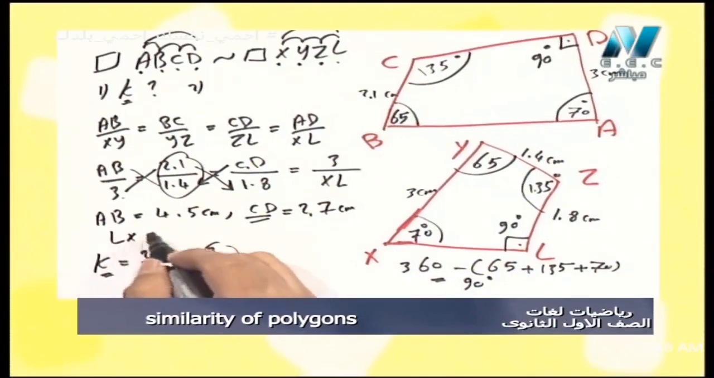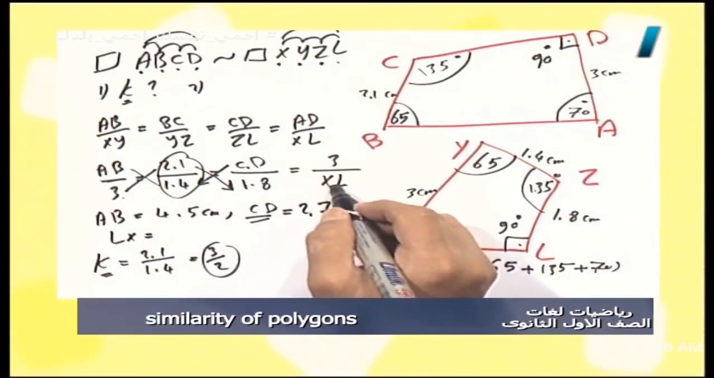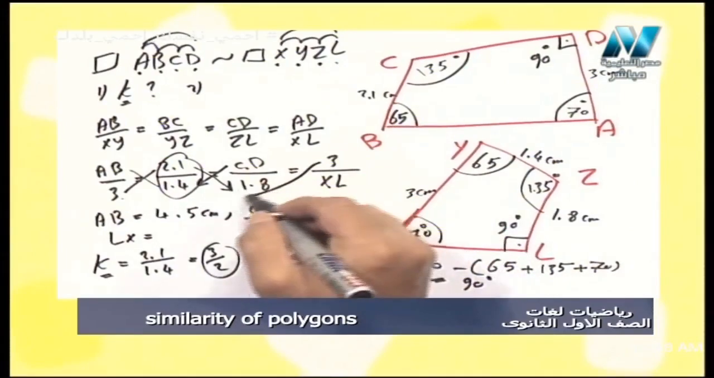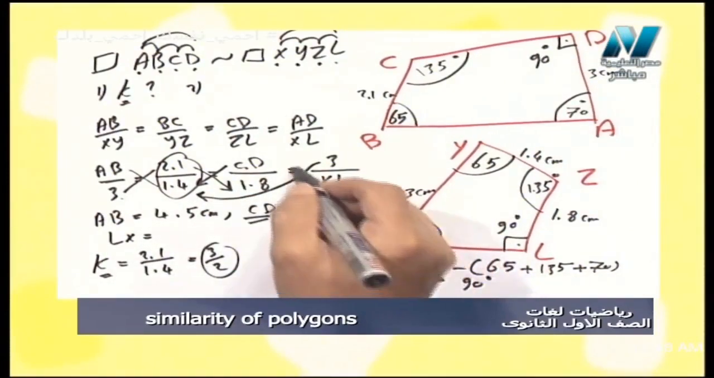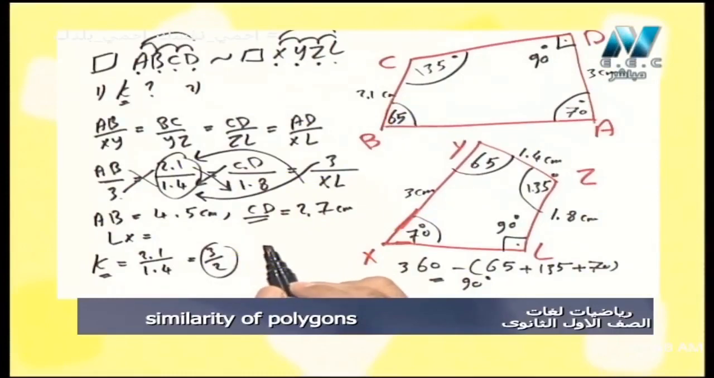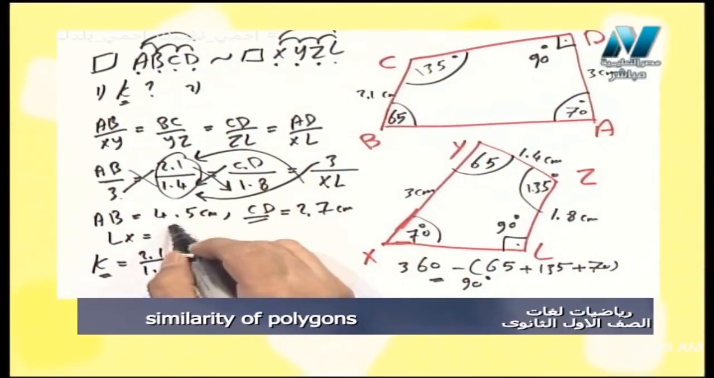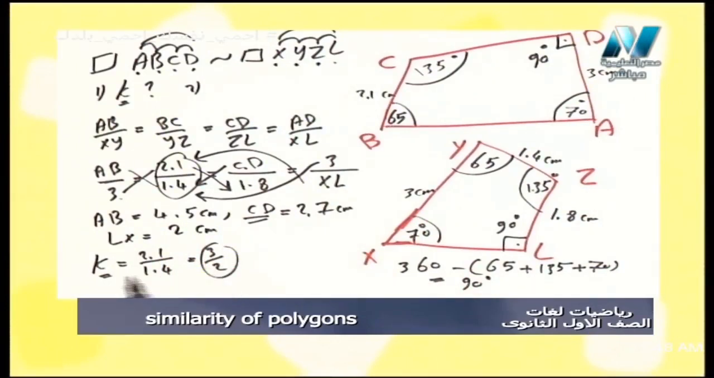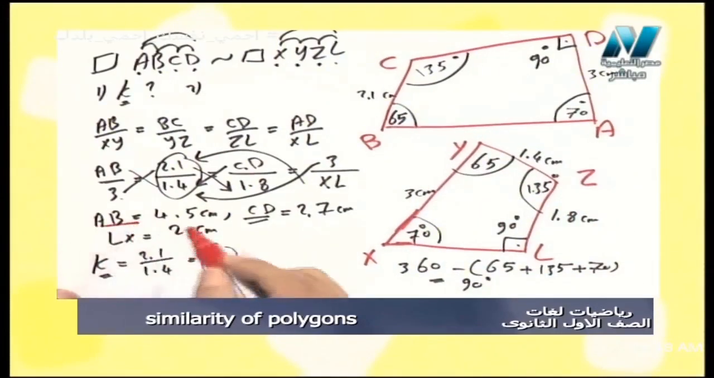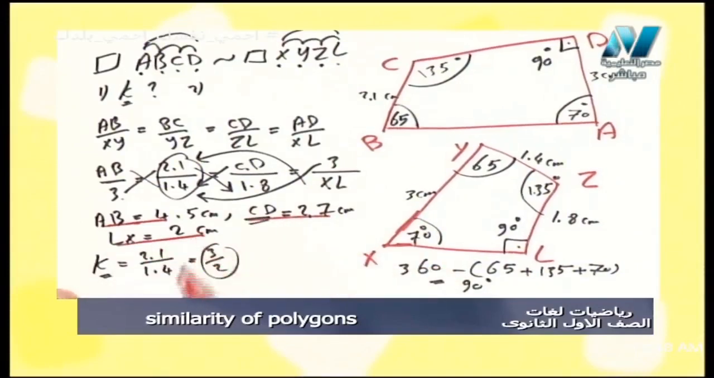Finally, to find LX, we multiply 3 by 1.4 divided by 2.1. The answer will be 2 centimeters. So now we have all angles and sides: AB, CD, LX, and we have K, which is the similarity ratio or similarity factor. Okay, let's move to another example.